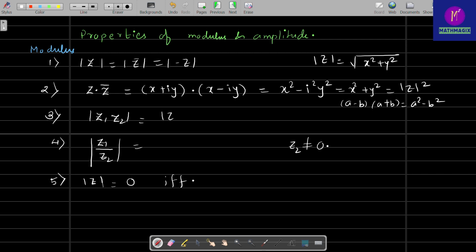Modulus of z1 into z2 is modulus of z1 into modulus of z2. We can distribute modulus on multiplication, as well as we can distribute modulus on division. So modulus of z1 upon z2 is nothing but mod z1 upon modulus of z2. Obviously z2 is not equal to 0. Modulus of z is 0 if and only if z is equal to 0.